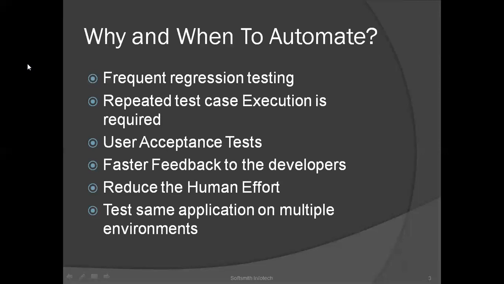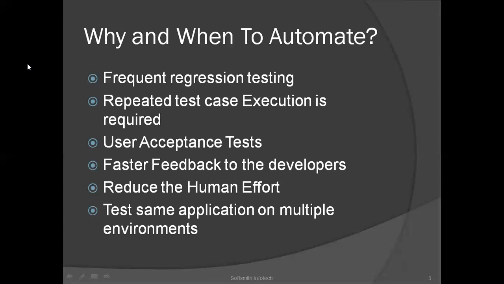Okay, so in that case also it is better to automate those test cases. And if it is a user acceptance test, then also we go for automation testing, for faster feedback to the developer, right? Because it will be triggered automatically using some tools. That's why it's faster than manual test cases, right?